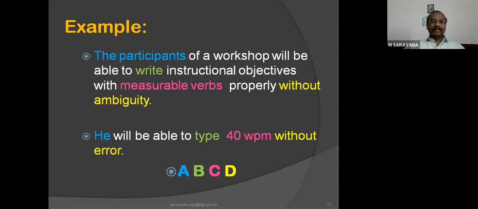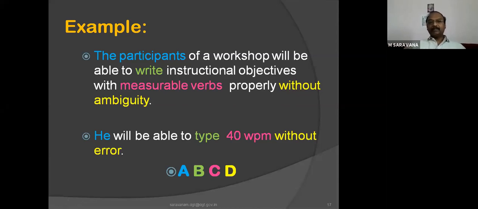You see the different colors I made. A is audience. Who will achieve that? Who are the beneficiaries? So A is audience, we know. B is behavior, C is condition, and D is the degree. And what is the behavior? They will be able to write is the behavior, and C, condition, is measurable verbs. They will be able to write instructional objectives with measurable verbs, the condition, and properly without ambiguity. So without ambiguity is the degree. So without any mistakes, without any ambiguity, very systematically, that is the degree.